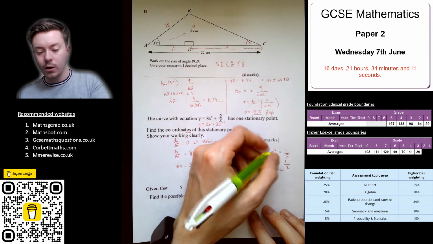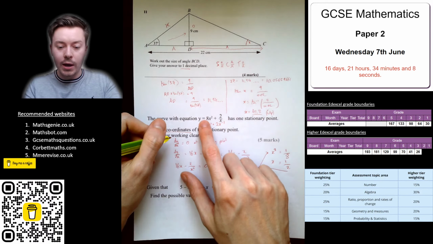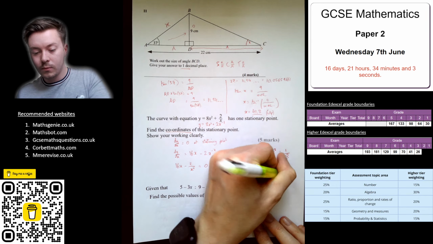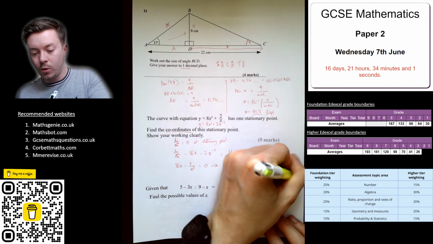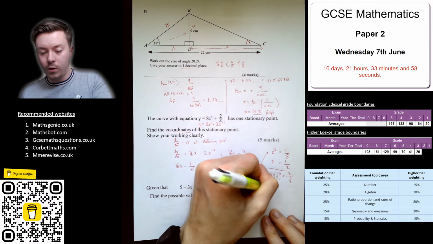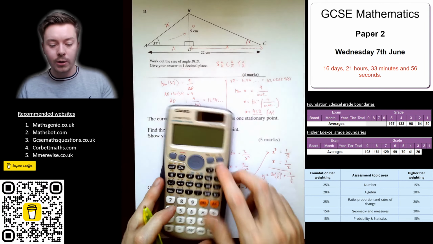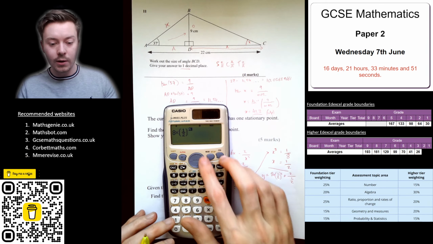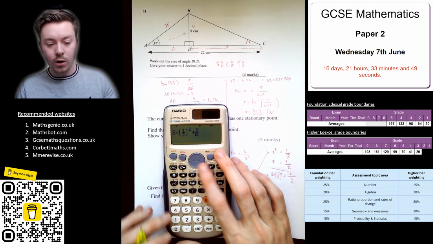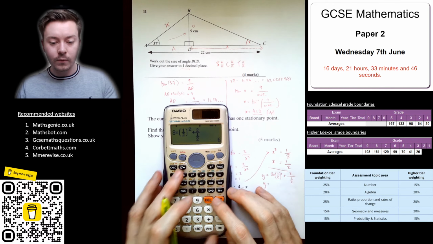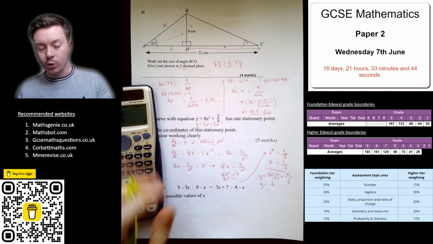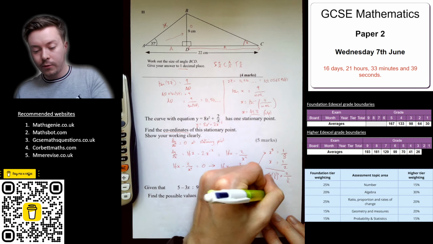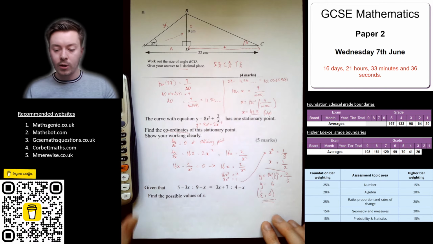When x is equal to a half, y is going to be equal to 8 times a half squared plus 2 over a half. So y is equal to, plug that into your calculator, 8 times a half squared plus 2 over a half, which is 6. So the coordinates of that stationary point, that turning point, are a half and 6. Okay, that's the answer.